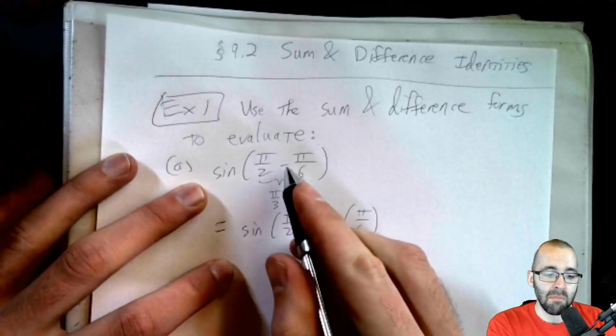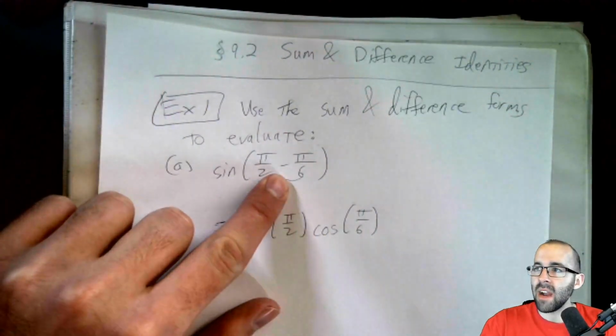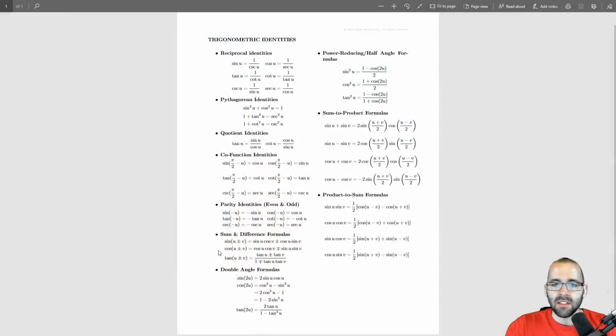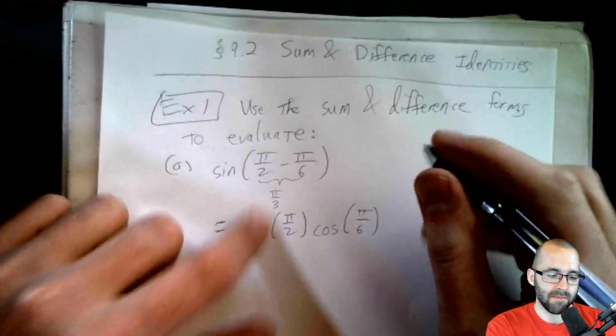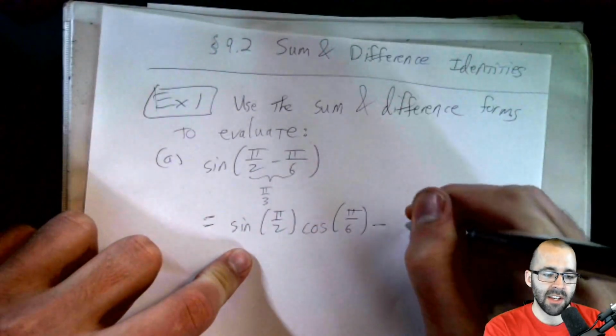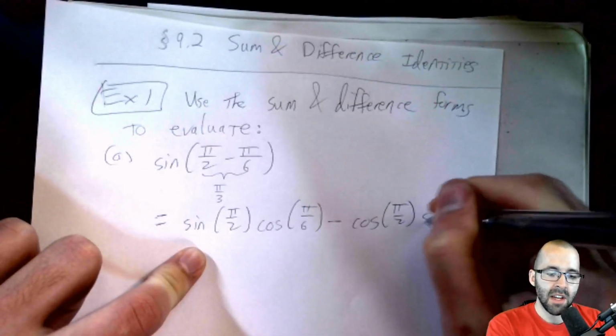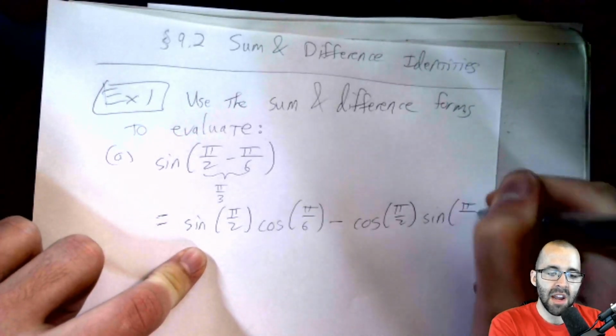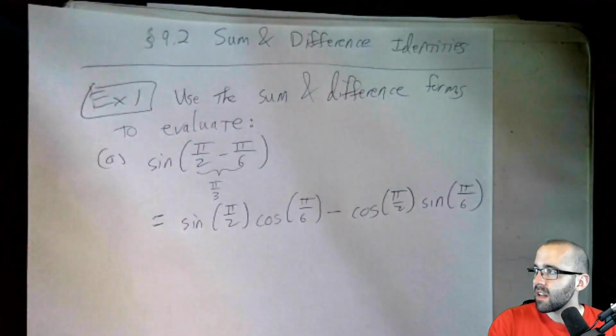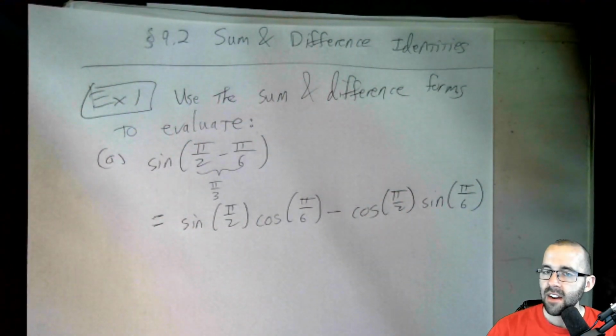Oh, also this is the minus 1. We have a minus on the inside. Since we have a minus on the inside, it's going to be the same sign over here. Plus or minus means same sign. Minus plus means opposite sign. So we know this is going to be a minus sign. So minus the cosine of the first angle, pi over 2, times the sine of the second angle, pi over 6. So that's correctly using the identity.